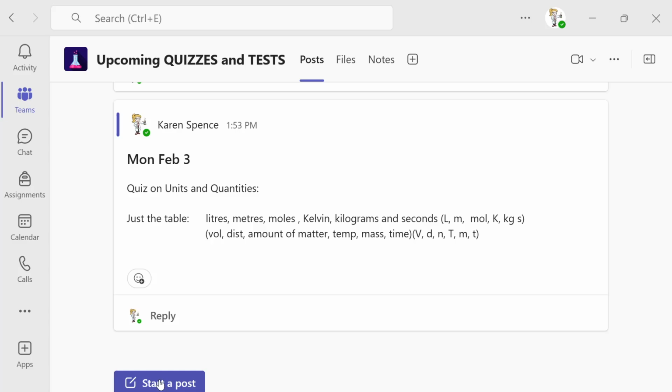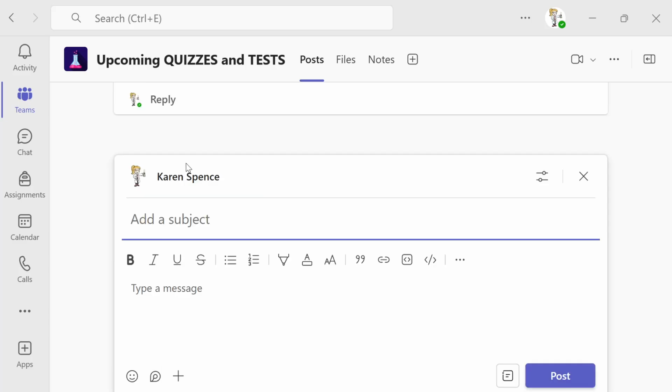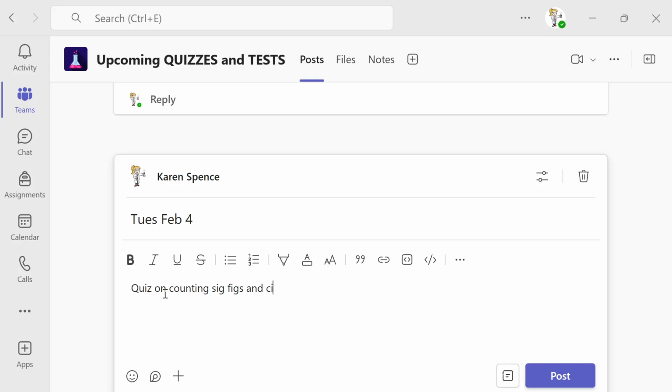And then on Tuesday, that would be February the 4th, there will be a quiz on counting sig figs. So we're going to go over that again today just to remind you of the rules and do a little practice circling the uncertain digit. There will be a quiz on counting sig figs and circling the uncertain digit. All right.